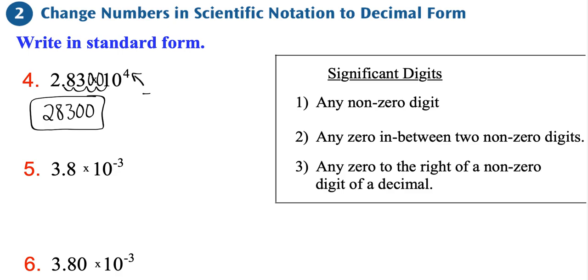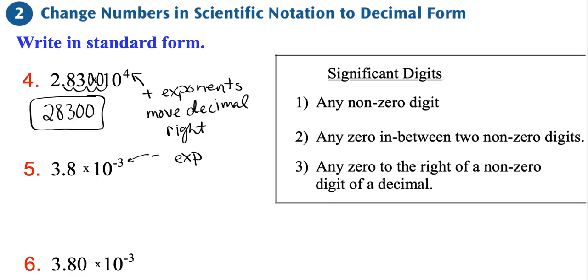So positive exponent, move decimal right. You're making it a bigger number. And then same thing here, negative exponents, move left. Just so you have some sort of notes to look at if you don't remember, okay?